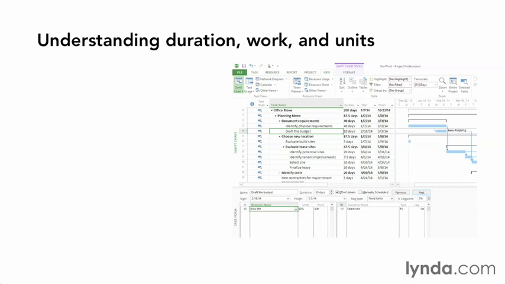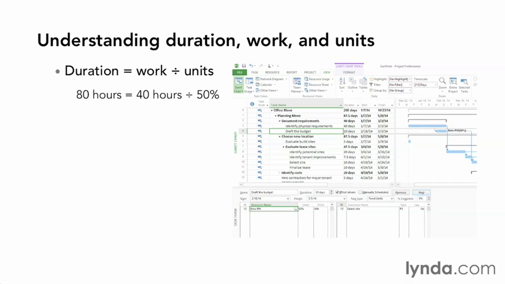Basic algebra is all it takes to understand the relationship between duration, work, and units. Duration equals work divided by units. Suppose you estimate work at 40 hours, and you specify that the resource works on the task 50% of the time. Doing the math gives you a duration of 80 hours, which is the same as 10 full workdays.